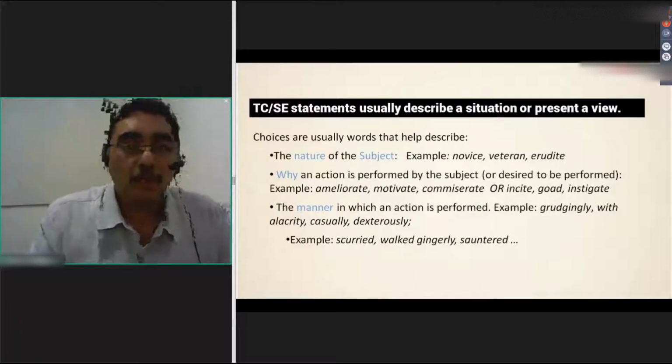Okay, so now you know that ultimately nobody is going to ask you the meaning of a word in GRE, right?